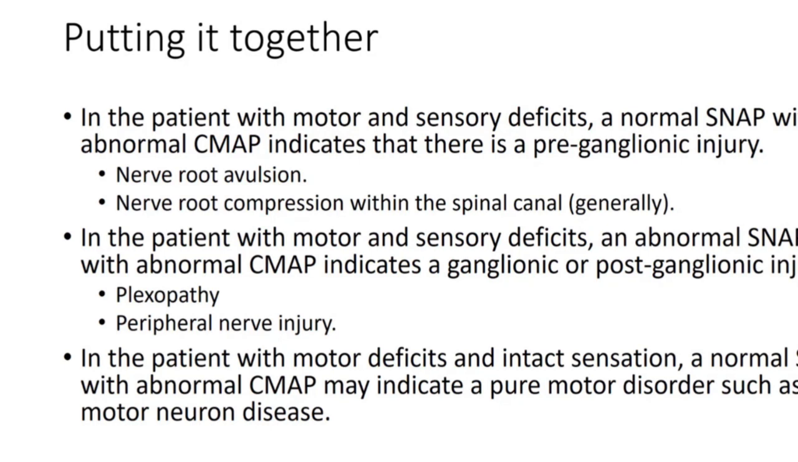But it has to be a proximal compression. But what if you have someone who comes in with both motor and sensory deficits again? Now, you find that the SNAP is abnormal. Well, it says there has to be a problem along the sensory portion of the nerve distal to the ganglion or at the ganglion. So how can you get both disruption of fibers distal to the ganglion and distal to the anterior horn cell, because the CMAP's abnormal?